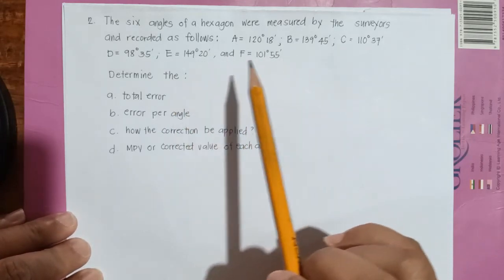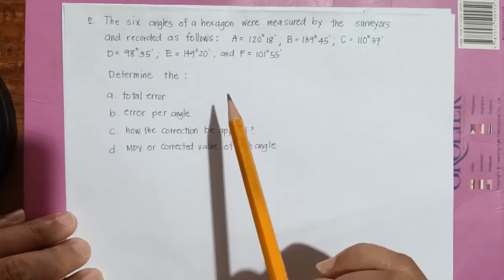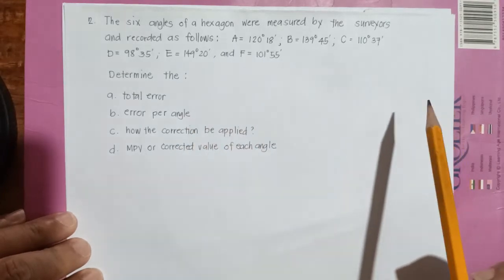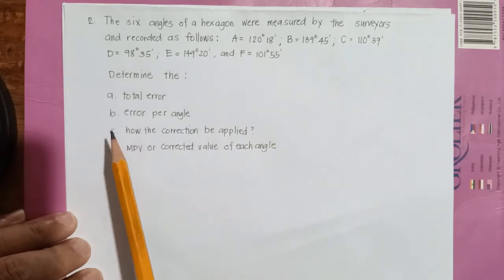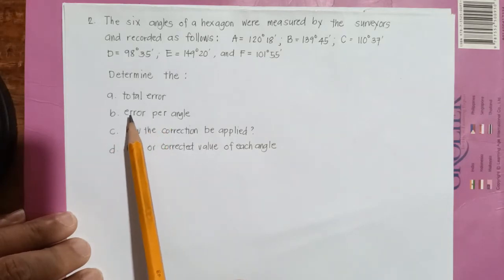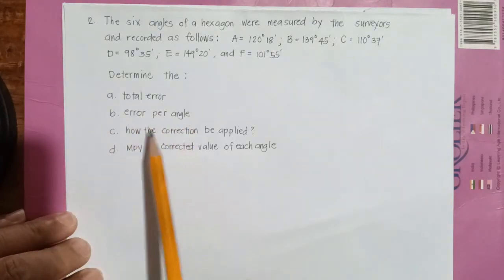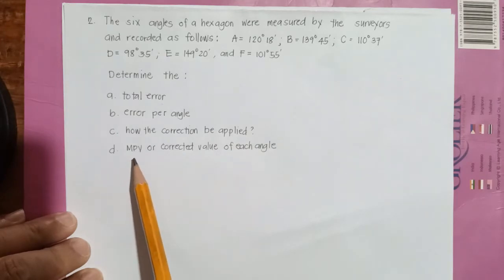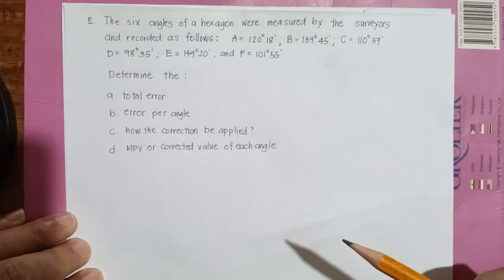Okay, so if you imagine a hexagon, it is a polygon composed of 6 sides or 6 angles. So in this problem, you are required to determine the total error, the error per angle, how the correction should be applied, and the most probable value or corrected value of each angle.